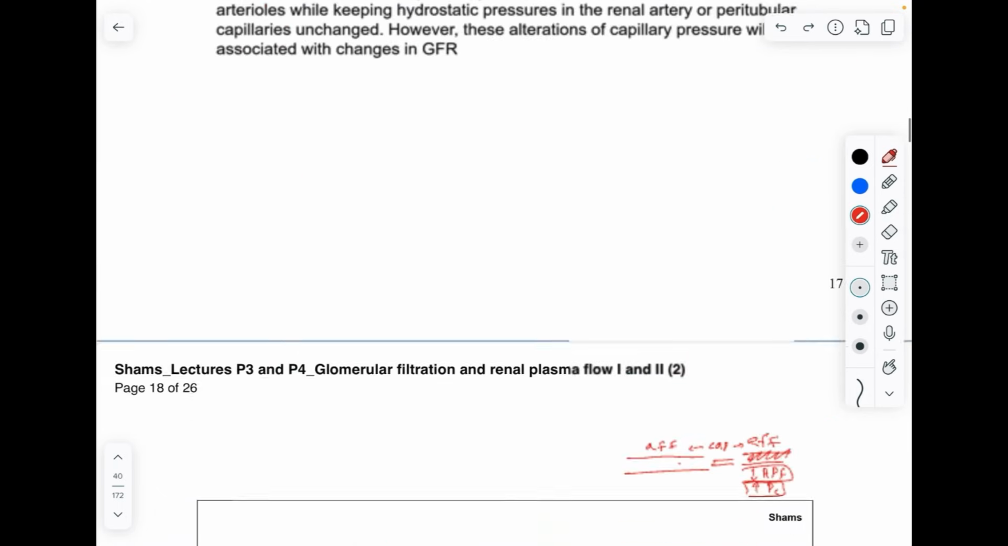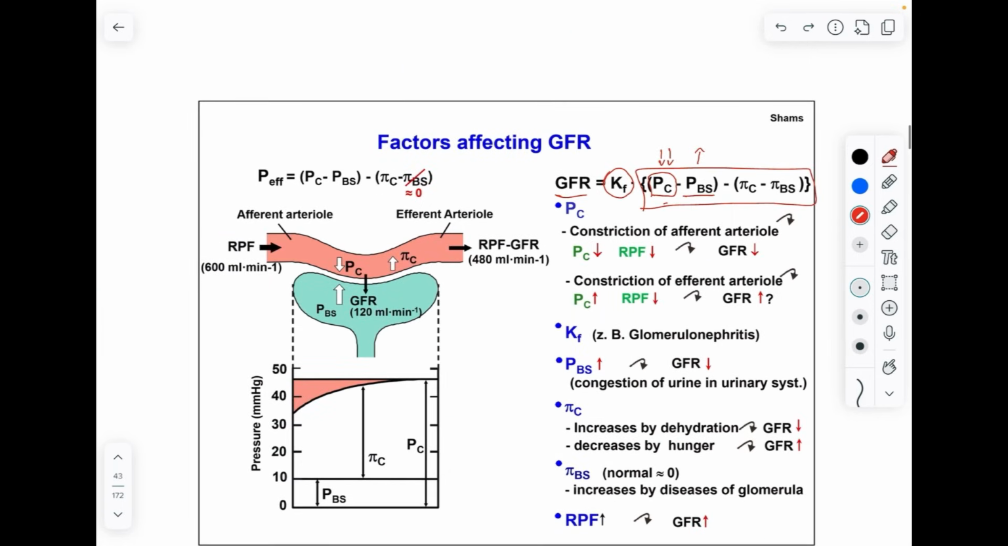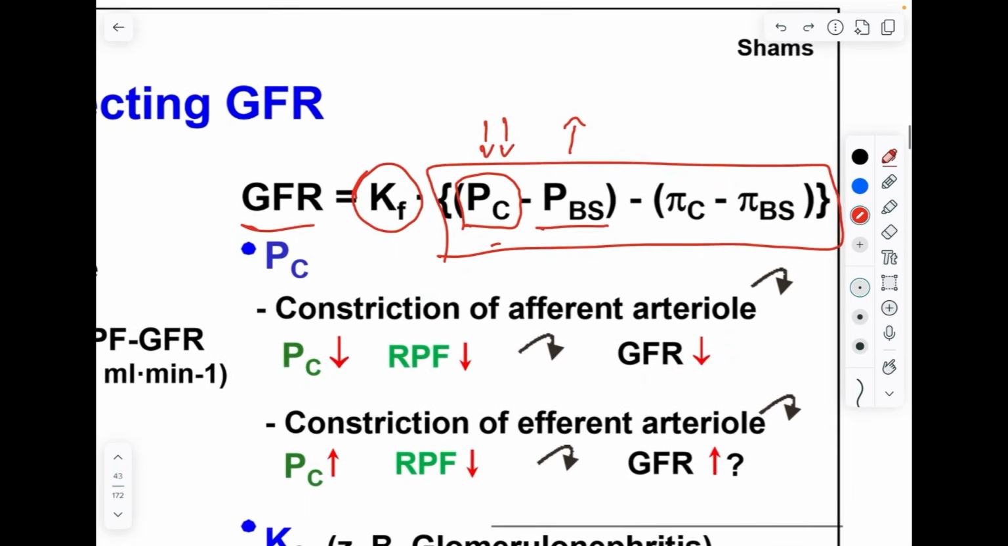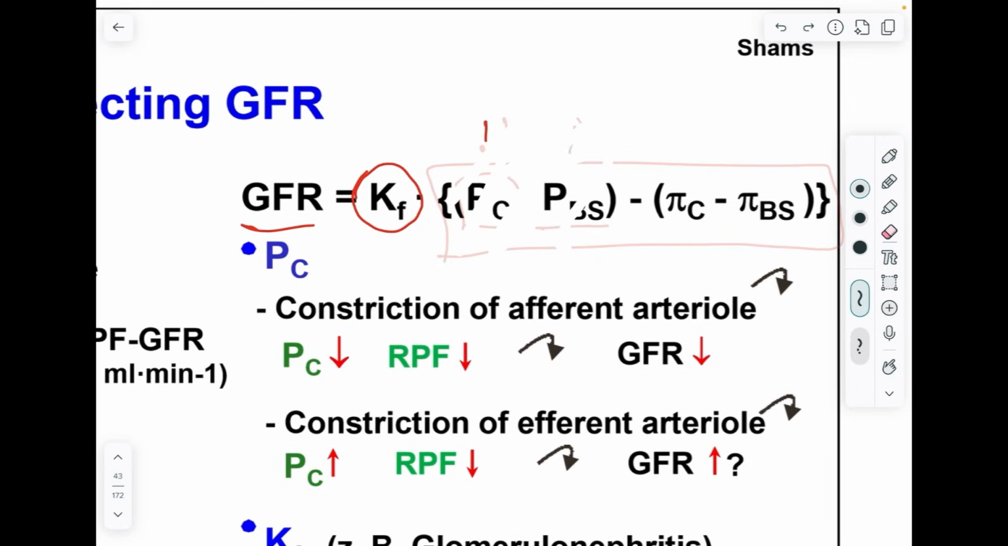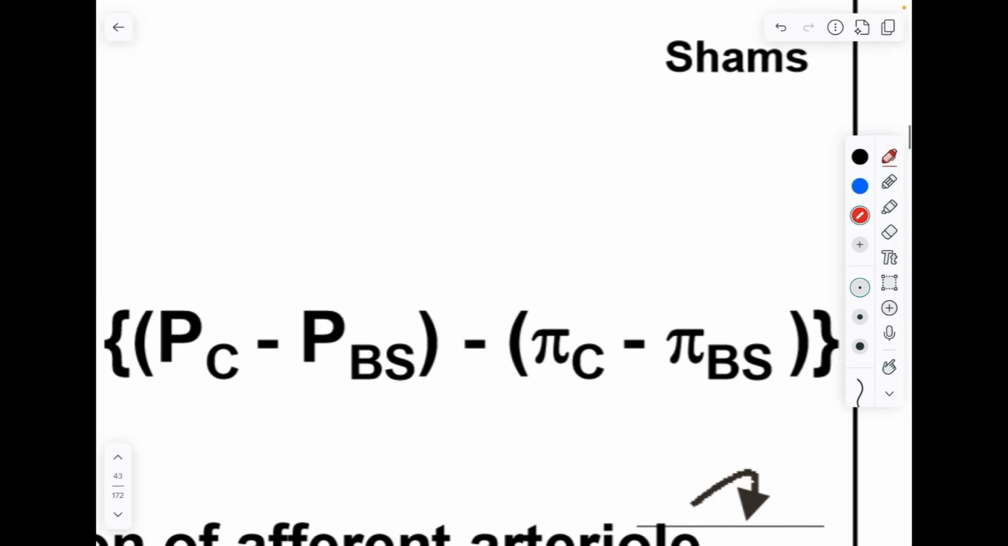When does this pressure increase? When you have a pathology. Normally it's, as we said, constant. And a very important example of that pathology is kidney stones, because urine will backflow and the pressure will increase there in the Bowman space.